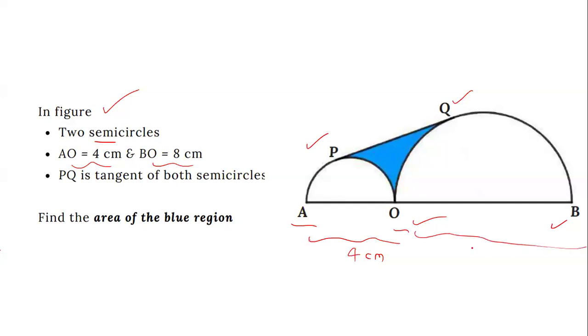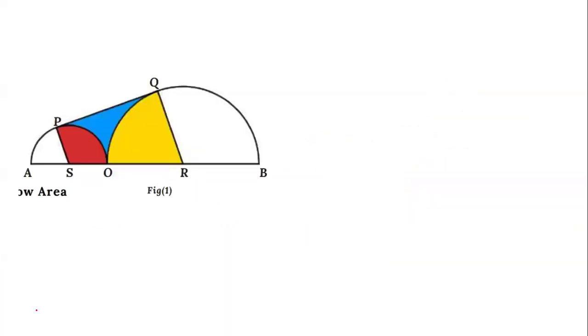This whole length is equal to 8 centimeters, and PQ is tangent to both the circles. This line PQ is tangent to this semicircle and this semicircle also. There is this blue region, and we have to find the area of this blue region. First you try to solve this problem, then see the solution. So let's start.